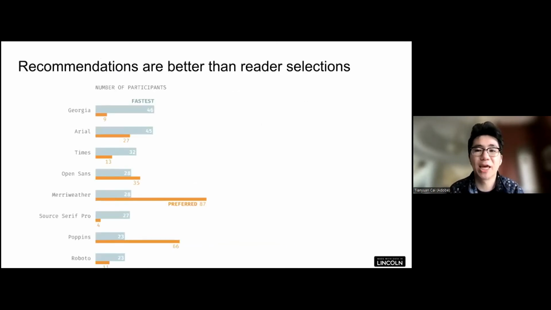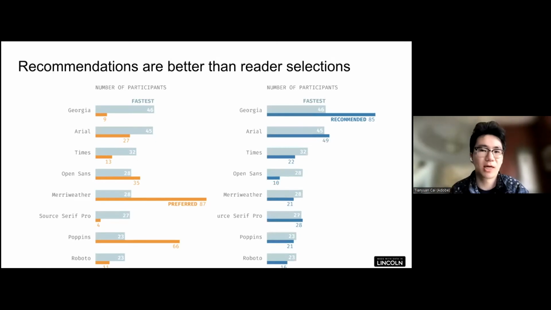In the study, we again find that the participants were unable to identify their fastest fonts simply based on their own preference. In fact, participants preferred fonts with larger x-height and larger widths, such as Merriweather and Poppins. However, Georgia and Arial are more often their fastest fonts, again showing the importance of supporting readers with font recommendation. Now, we look at the predictions made by our font recommender, FontMatch. We find that it does a much better job than the users to recover the ground truth distribution of the fastest font. You can see the distribution matches much better between the fastest and the recommended fonts.